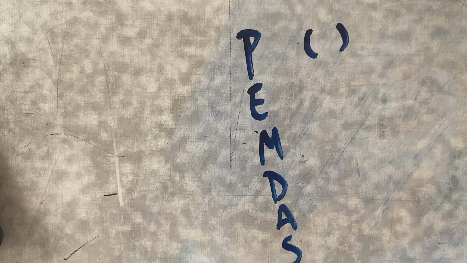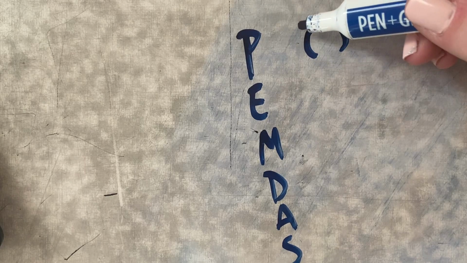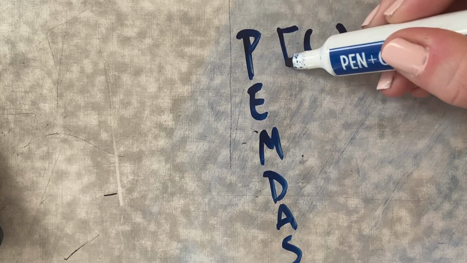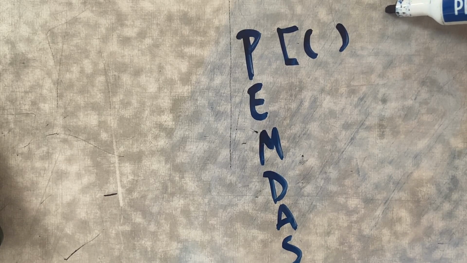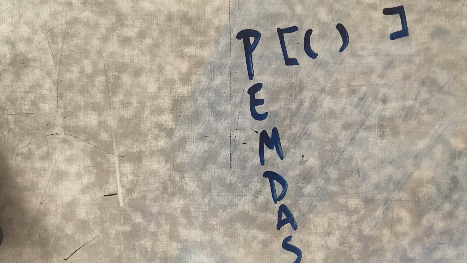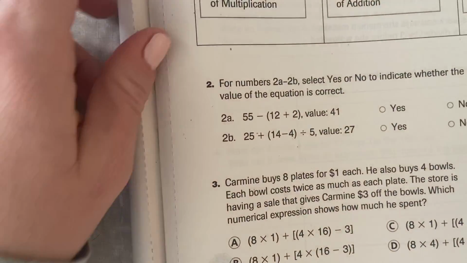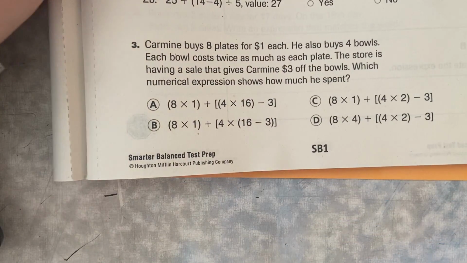And so we have not only parentheses, but sometimes we need items that are outside the parentheses to be grouped with the problem that's done inside the parentheses. And so we use what we know as brackets. So let's go ahead and look back to the problem now that we've reviewed PEMDAS and see if we can figure this out. So Carmine buys 8 plates for $1 each.